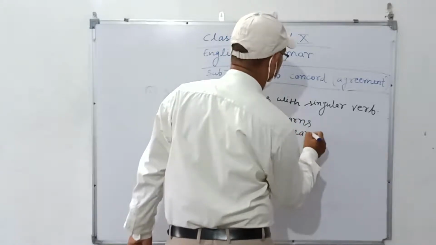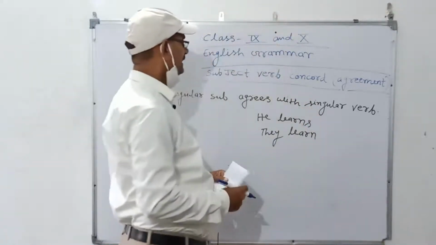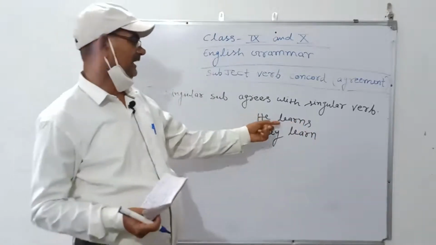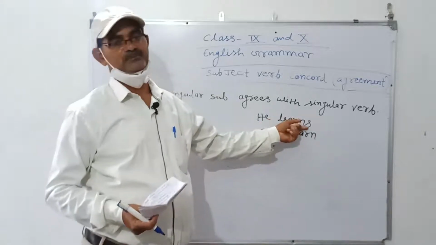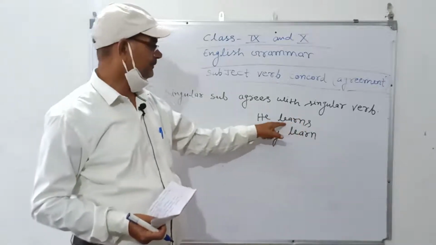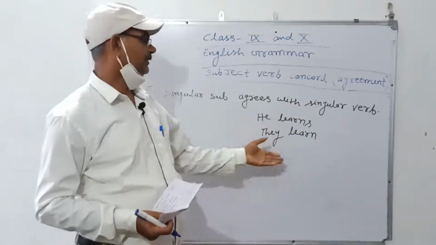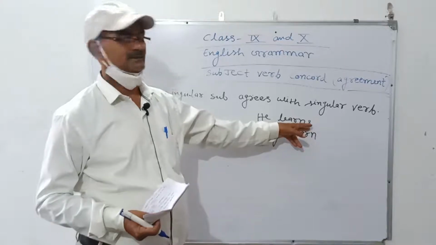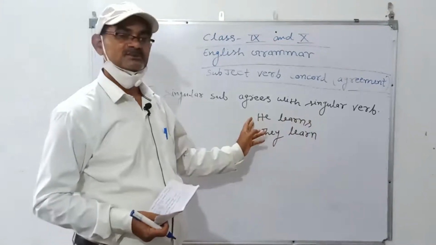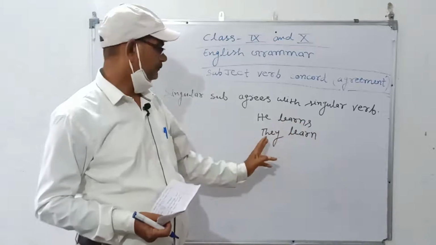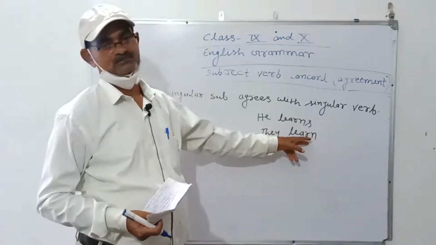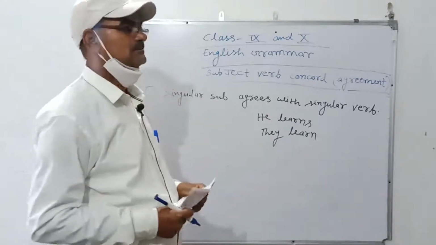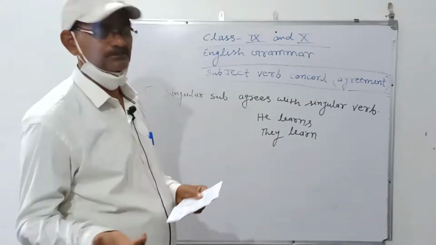They learn. Here, he learns. He is a singular subject and learns is a singular verb, because the original form of learn is plural, and for changing it into the singular we add s with it. He learns: singular subject and singular verb, plural subject and plural verb. This is the agreement. A singular subject agrees with a singular verb, and a singular verb agrees with a singular subject.